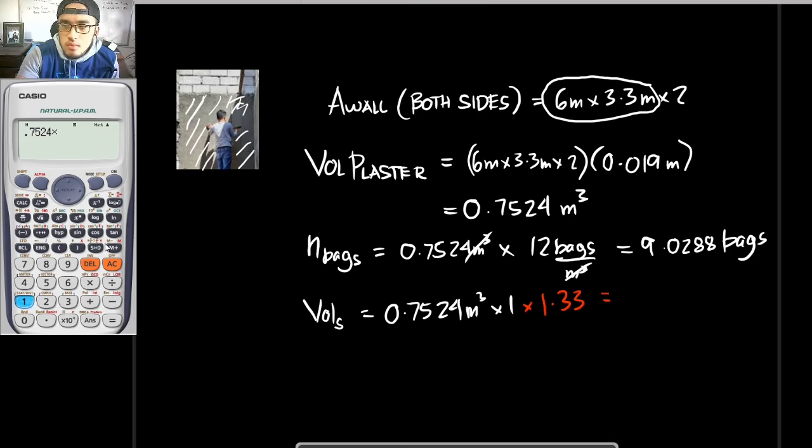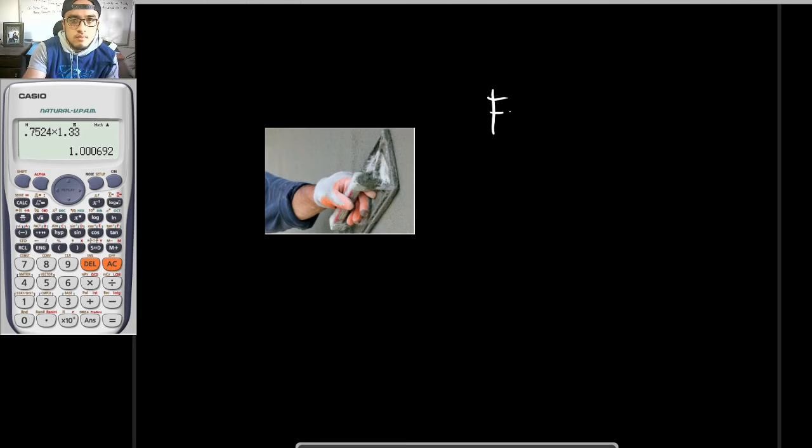So 0.7524 times 1.33 is 1.0007 cubic meters of sand. And in fine plastering, what we would be needing is just the number of bags of cement, because in fine plaster, pure cement and water is what we apply on the wall. So we wouldn't be needing sand here.